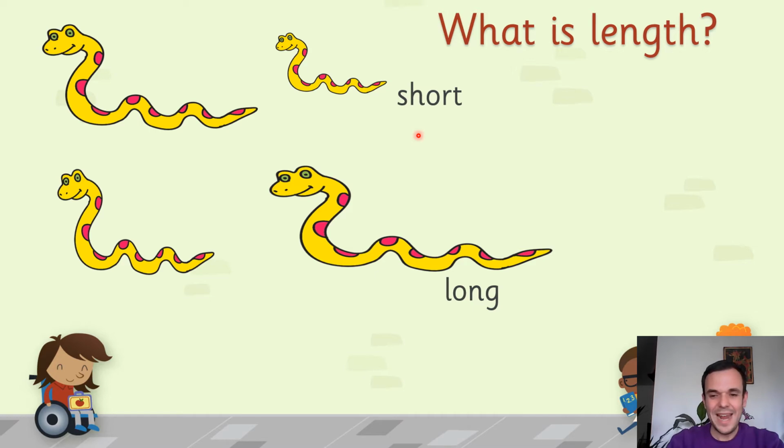Now, where is our longest snake? Well, this one is the longest, and that means our shortest snake is here. So we've got our longest and our shortest snake, and the others are in between. They're not very long, they're not very short, they are in the middle. So now we know that length is how long something is or how short something is, and we can talk about longest and also shortest.